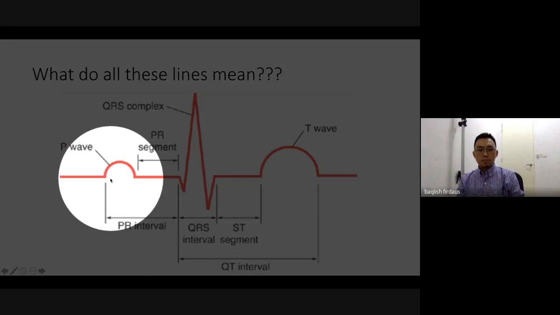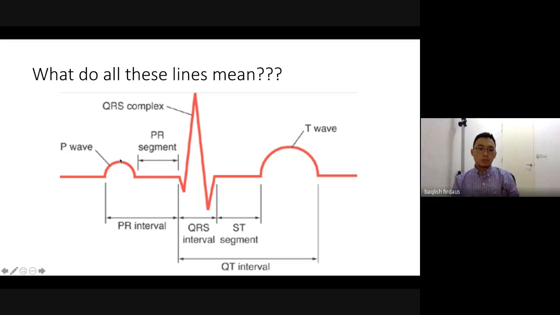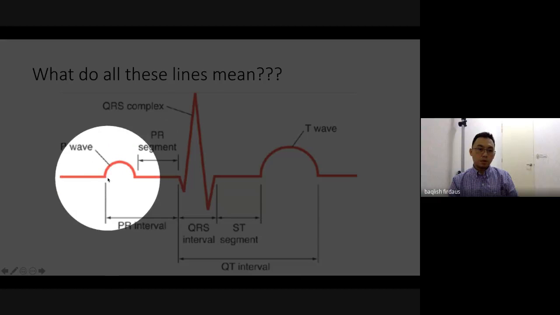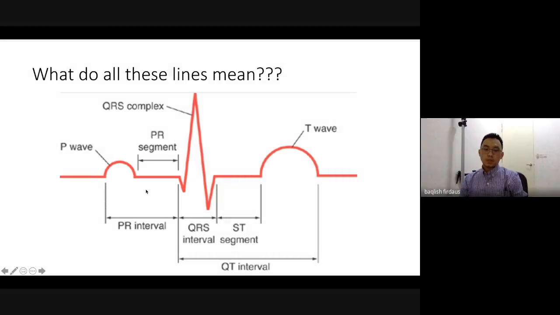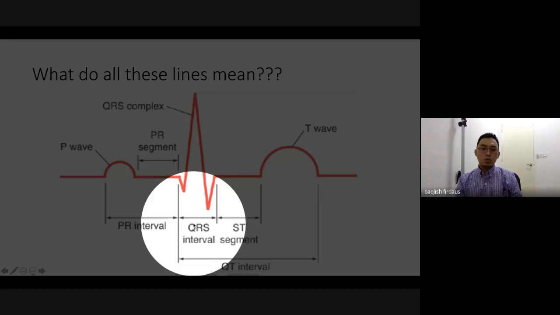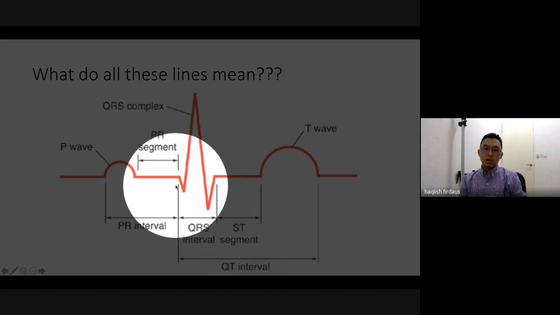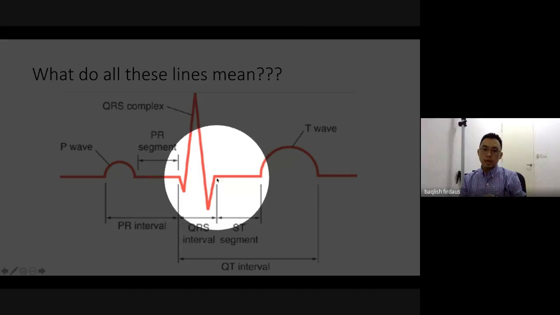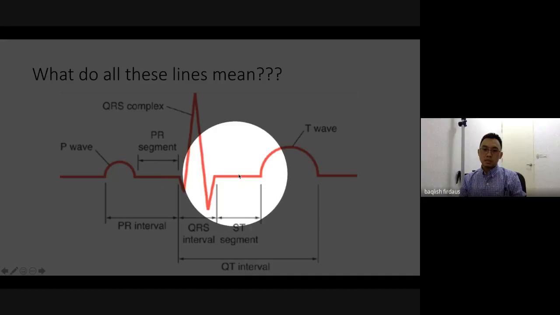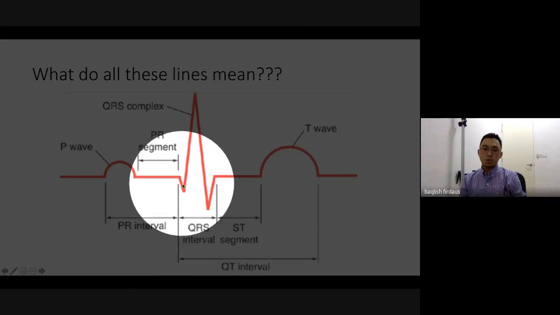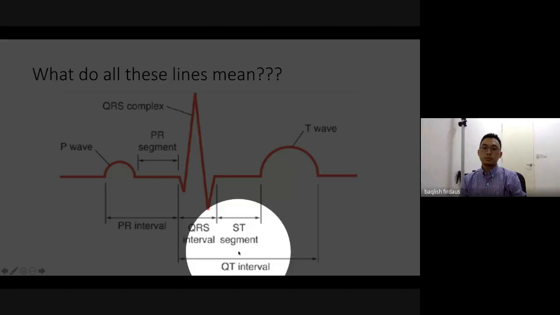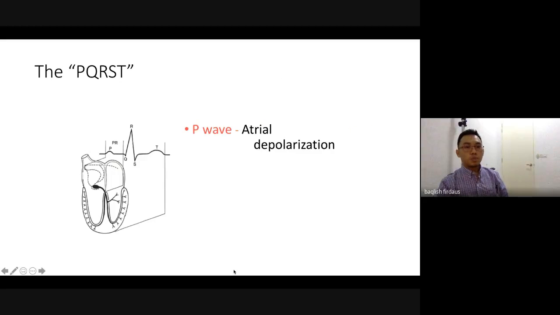Then after that, there is the PR interval. PR interval we look at from the start of the P wave until the beginning of the Q wave. So we call it PR interval. Then this is the QRS interval, beginning from the Q wave until the end of the S wave. Then this is the ST segment. Then this is the duration of T. Then we call this one the QT interval. So the PQRST.